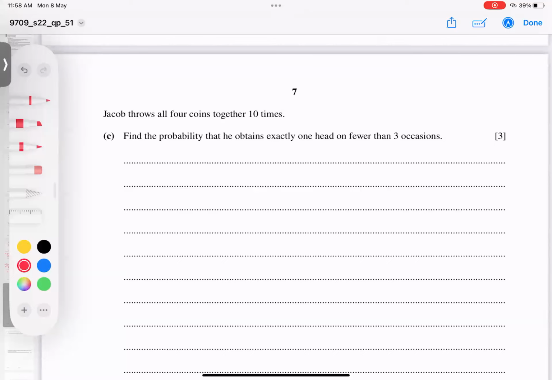Jacob throws all 4 coins together, okay, 10 times. So this is a sample of 10. And he could obtain exactly one head. All four coins are there, okay. And he mentioned that exactly one head on fewer than 3 occasions. What is fewer than 3? It means R value is less than 3. It means R value is 0, R value is 1, and R value is 2. 3 options we have.